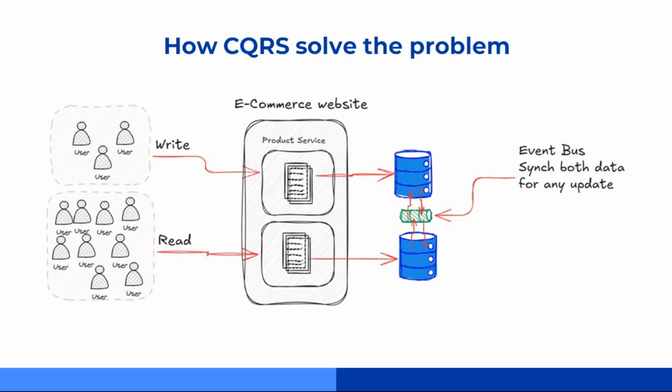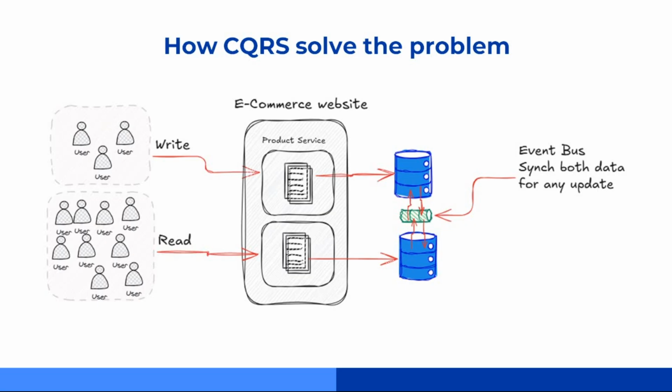On the right hand side, we've also separated the databases. The write database is optimized for handling updates, inserts, and deletes. The read database is optimized for fast lookups and filtering. So here's how it works. Whenever a change happens, let's say a new product is added or an item is sold, it's first stored in the write database. Then an event bus sends out a message that something has changed. This event is picked up and used to update the read database so it always stays fresh and in sync.